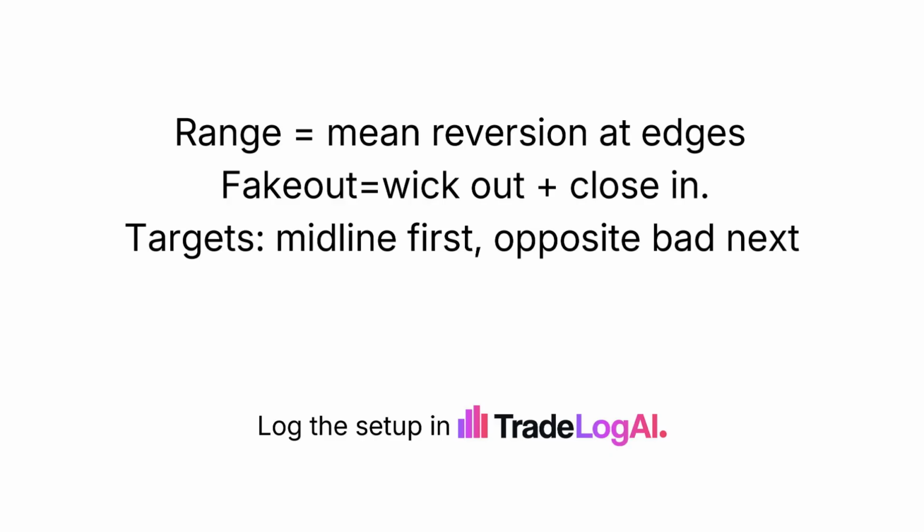Range trading is mean reversion at the edges, not action in the middle. Fakeout equals wick out plus close back in, then trade the reversal. Targets are simple. Midline first, opposite band next.